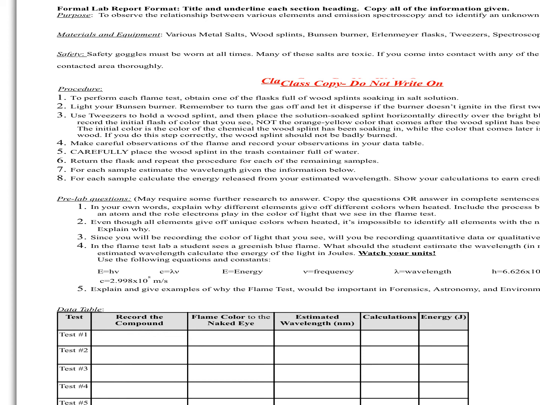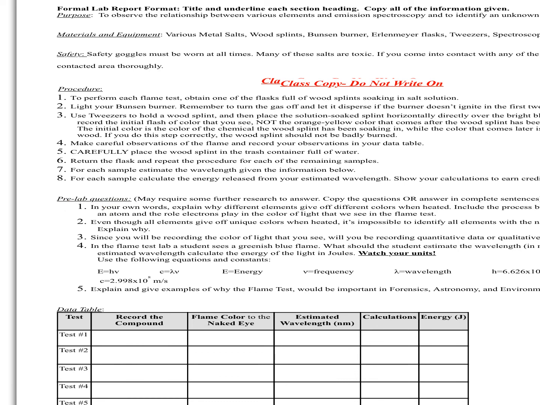So at the top you should have flame test lab. The first line should have your name. The second line should say lab partners, be underlined and have a colon. Now skip a line, and you will copy the purpose. Then you'll skip another line, copy the materials. Skip another line, copy the safety. Skip another line and copy all of the procedures. Skip one more line and do your pre-lab questions.